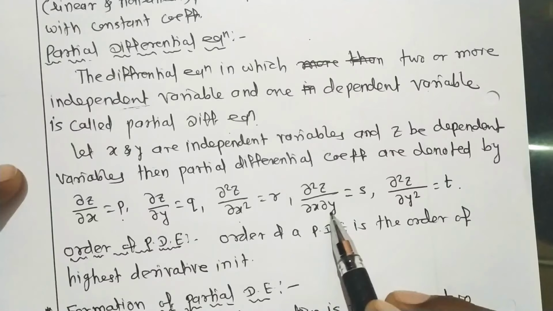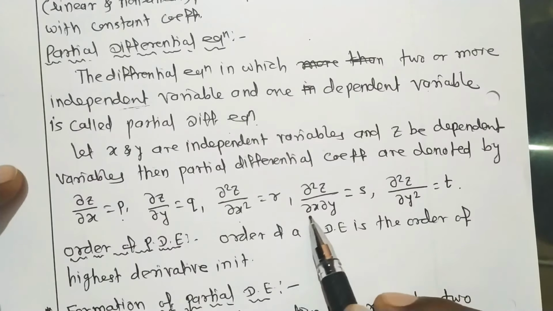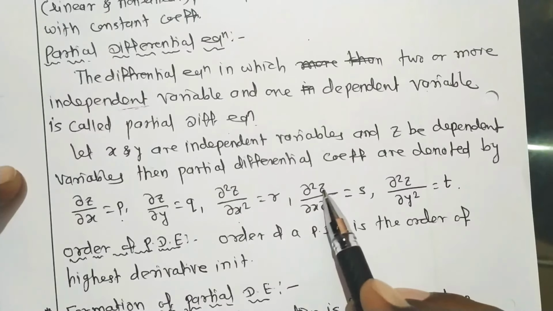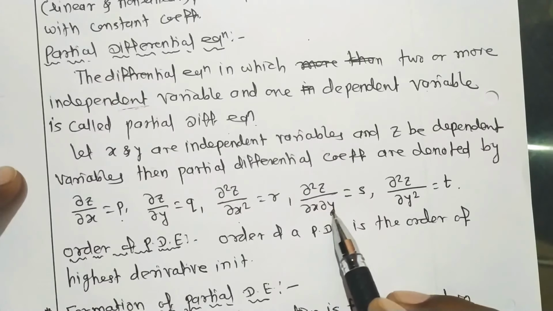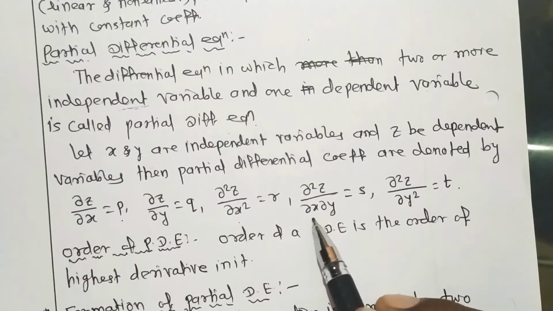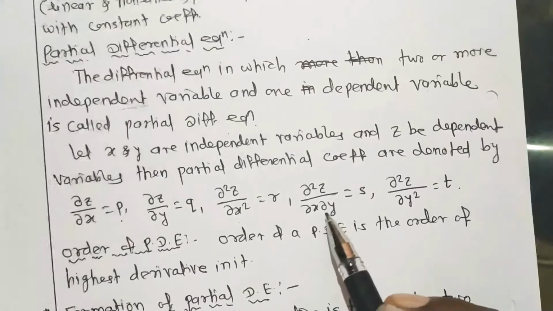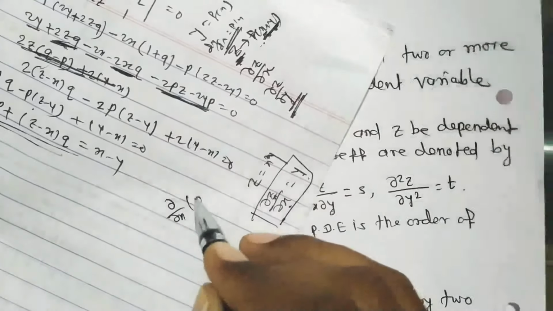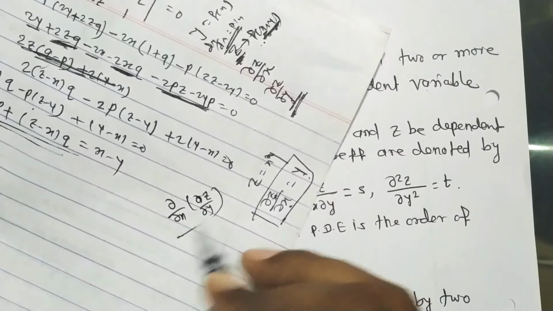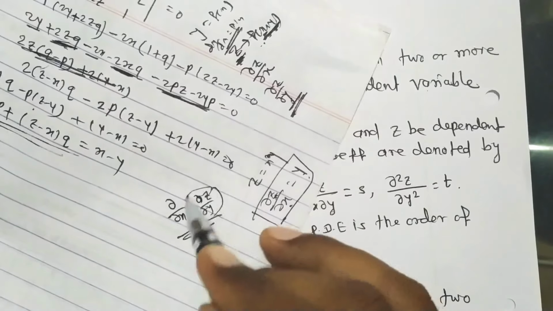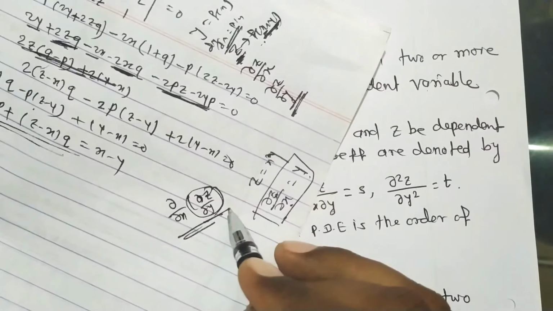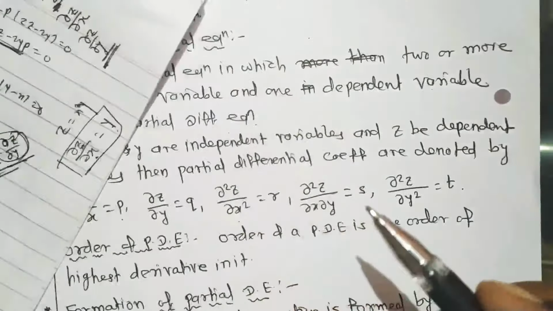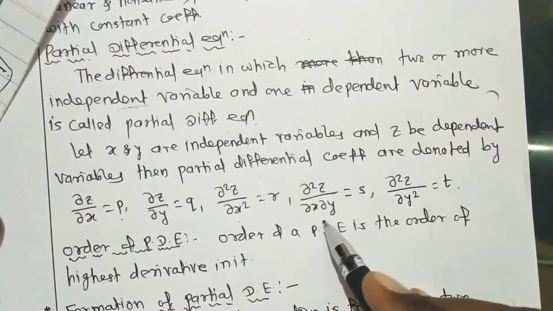∂²z/∂x∂y means derivative of ∂z/∂y with respect to x. Means suppose z is given, first we have to take partial derivative of z with respect to y, then we get ∂z/∂y, and then take derivative with respect to x. Means simply how we write this ∂²z/∂x∂y, that can be written as ∂/∂x into ∂z/∂y. Means z से हमें first find करना है ∂z/∂y and then differentiate ∂z/∂y with respect to x, then we will get ∂²z/∂x∂y.